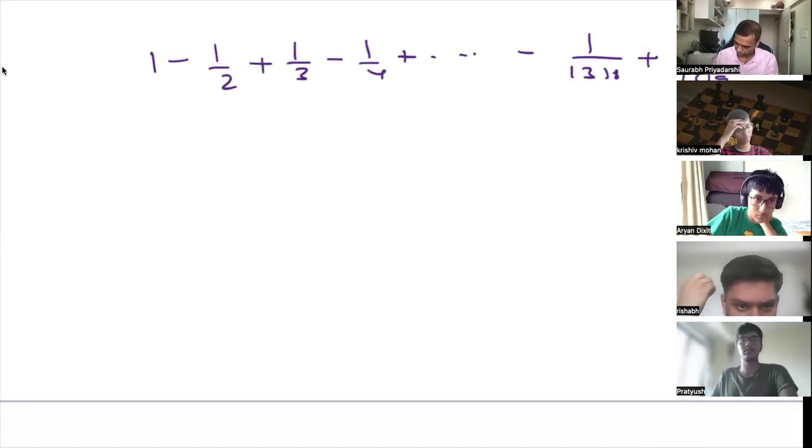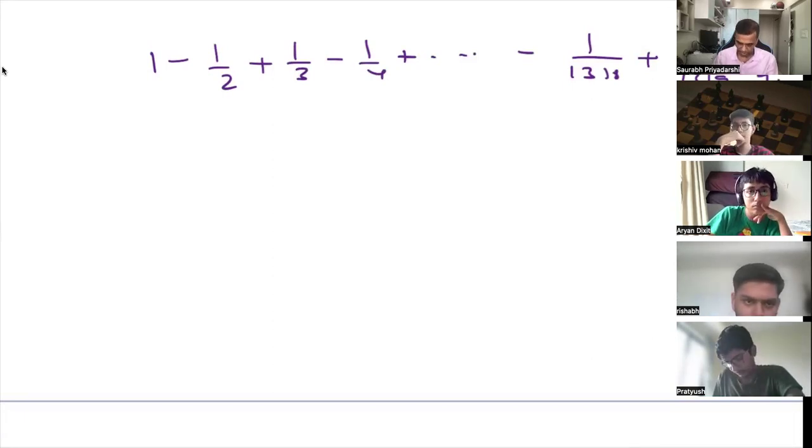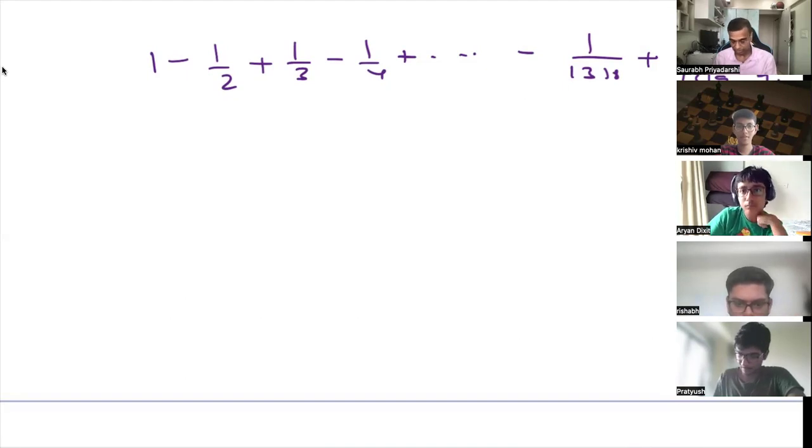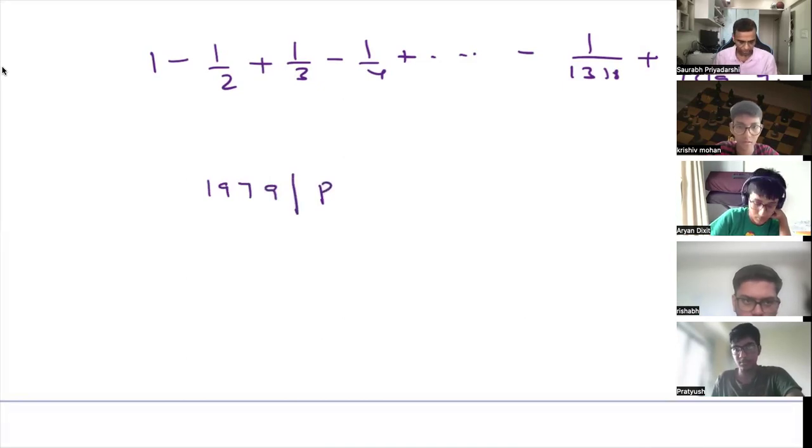Is equal to P by Q, right? It was given in 1979. This question was given in 1979. Right, you have to find value of this, or this was given in 1979 divides P, right? Then find value of P and Q.